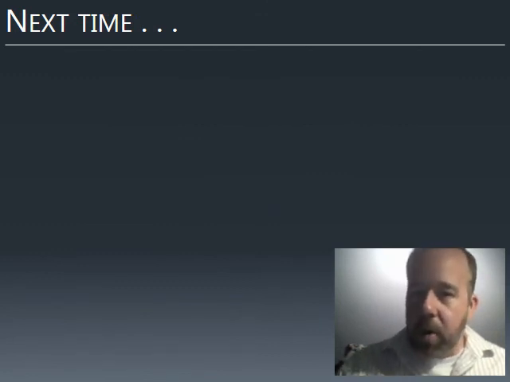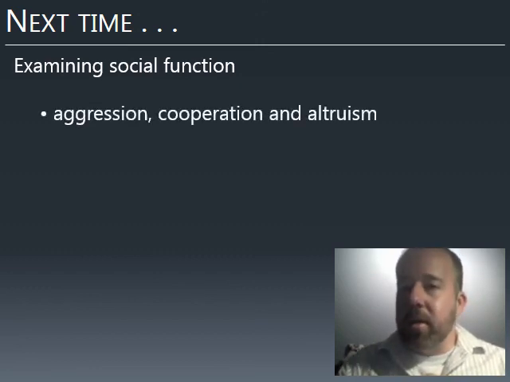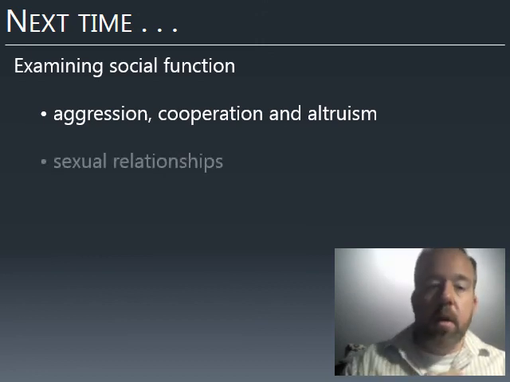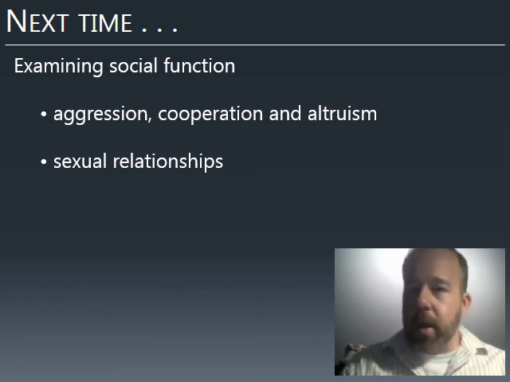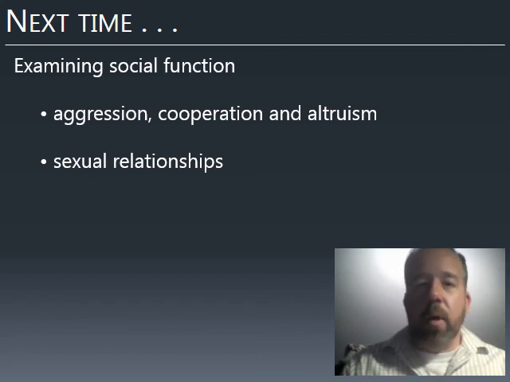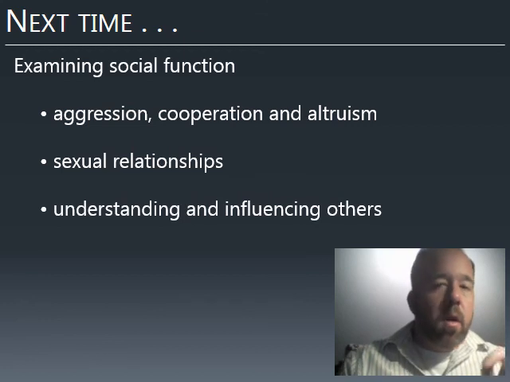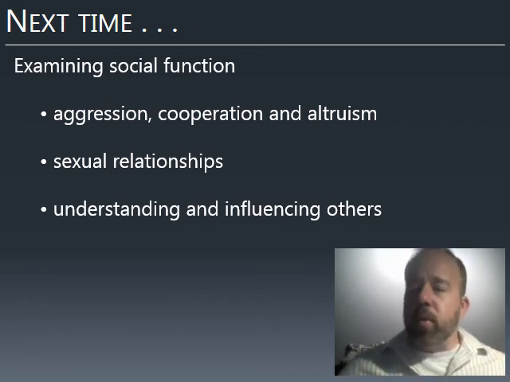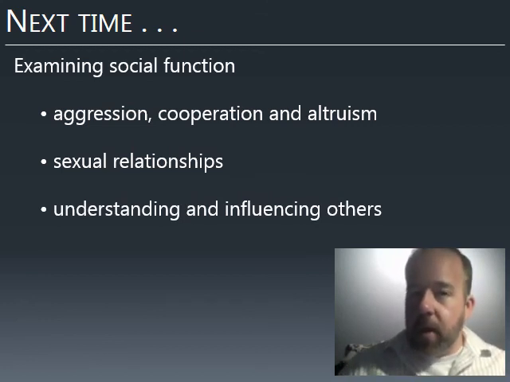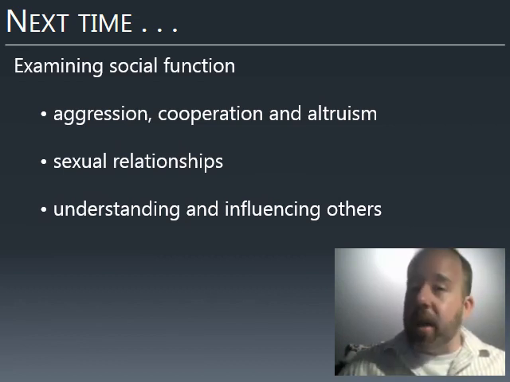Okay, that will do it for this unit on personality. Next time, we're going to start looking at social psychology and social function. So we'll look at social behaviors like aggression, cooperation, altruism. We'll also look at sexual relationships. So what influences sexual relationships? What do we know about sexual relationships as it pertains to psychology? And we'll also look at influence. How do we influence one another? What do we understand about other people? And that will bring us to phenomena like conformity. So we'll do all of that in the next unit, and I will see you then.